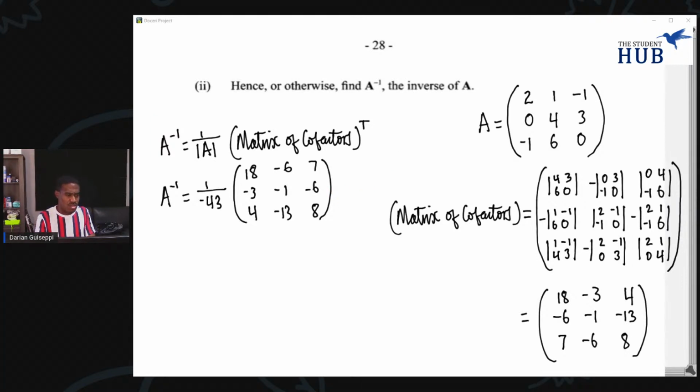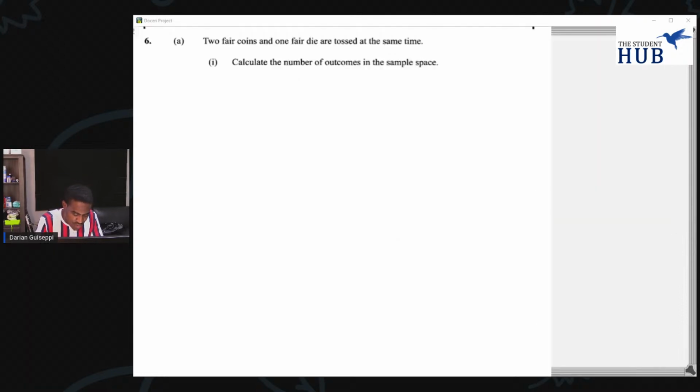So what do we do next? So yeah, if you're writing C-sec and not CAPE, feel free to bust out. This is for the CAPE people who are doing CAPE Pure Maths Unit 2, to be exact. So let's move on to the next question.